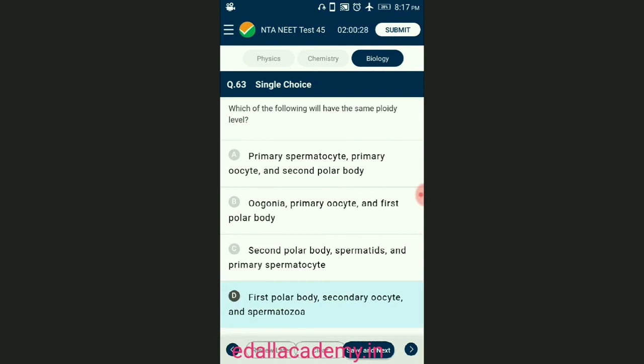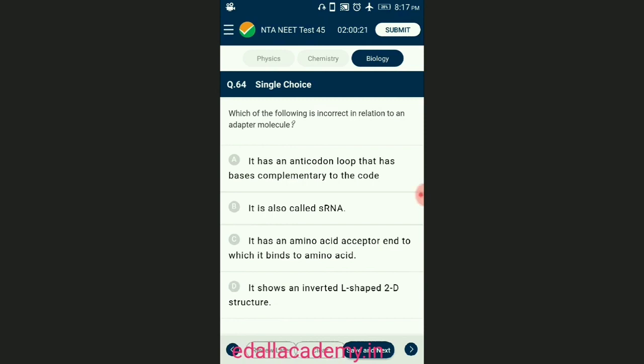Question number 64. Which of the following is incorrect in relation to an adapter molecule? tRNA has an anticodon loop which has anticodons complementary to the codons of mRNA. Due to its very small size, tRNA is also called soluble RNA. Amino acid binds to the 3' end of the tRNA. The clover leaf model shows the basic plan of tRNA secondary structure. The three-dimensional structure shows an inverted L-shaped configuration. There are three loops in tRNA.